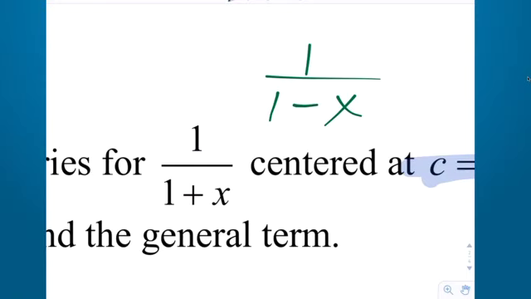You could do any of the things that we talked about before. You can substitute x with something. You can multiply through by a variable. You can multiply through by a number. Okay? So how can I write 1 over 1 plus x in terms of 1 over 1 minus x?